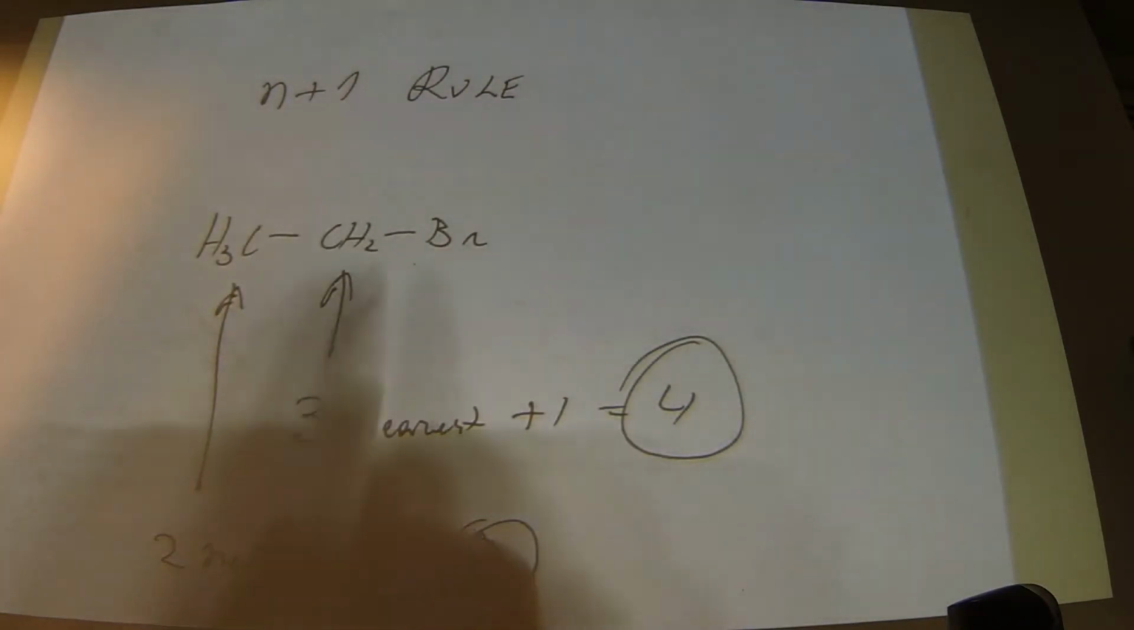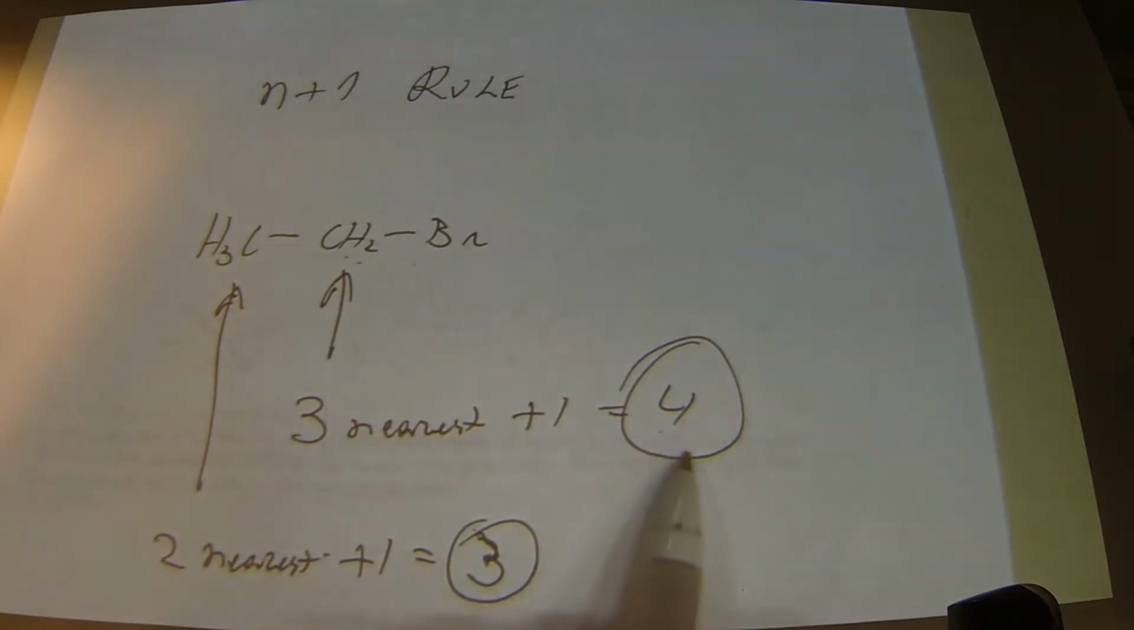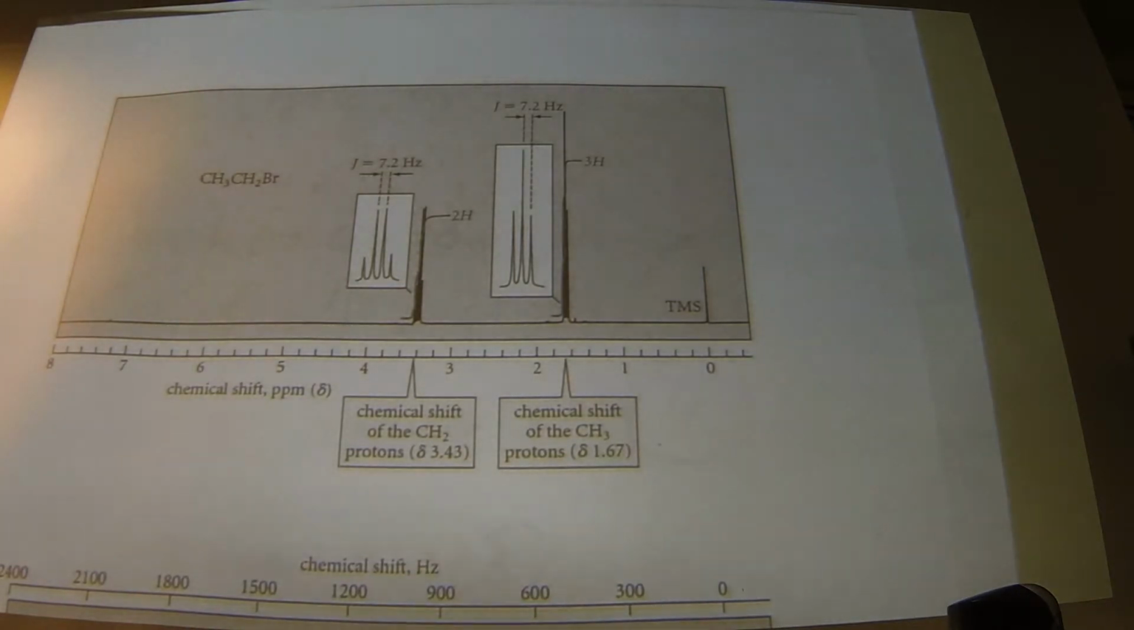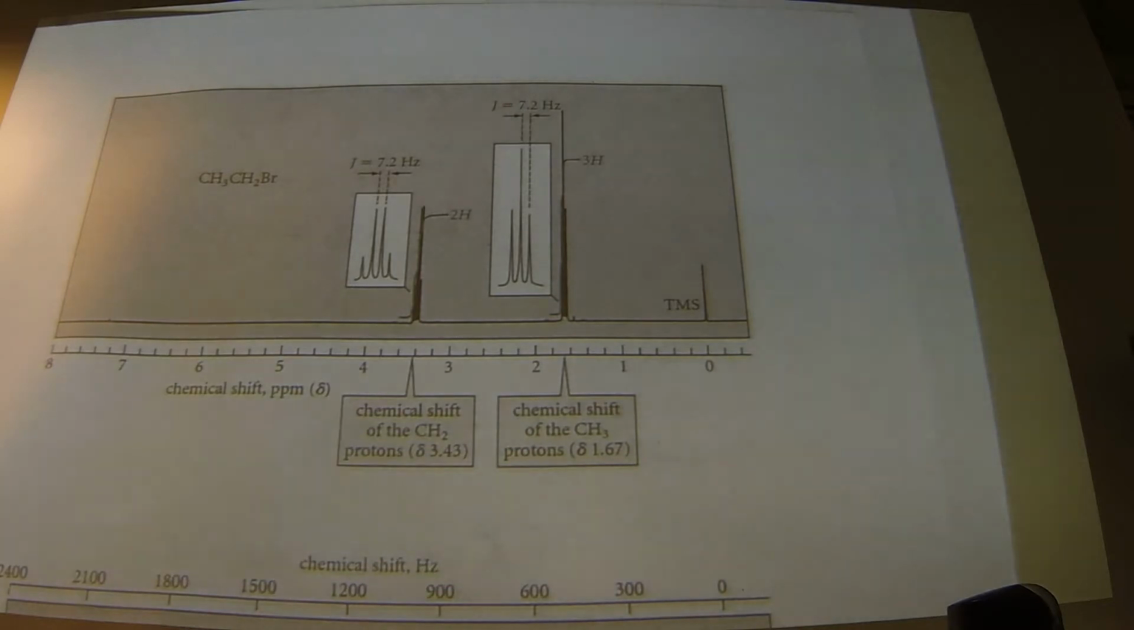So the prediction is that this peak should actually be a quartet, and that this peak should be a triplet. Guess what? That's exactly what you see. There's a quartet, there's a triplet. Simple. Okay? So don't get fooled by the n plus 1 rule. It's that simple. So you look at how many nearest neighbors. It's 3. 3 plus 1 equals 4.